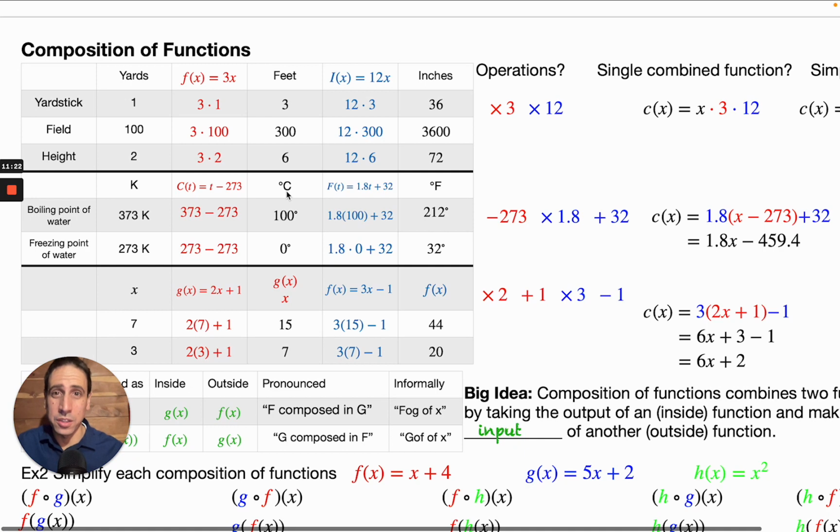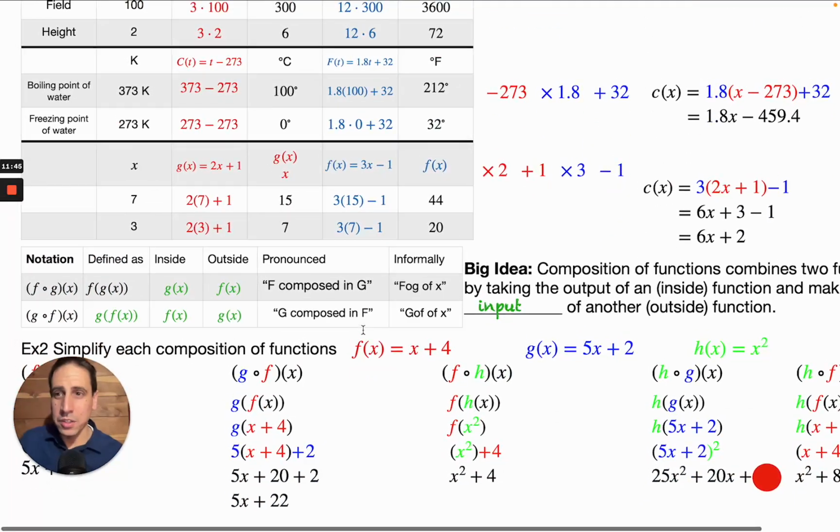Anytime you're taking two functions and combining them into one, in a way that links the input and the output together like this, one after the other, that's called a composition of functions. And this inside the parentheses is what we're going to call the inside function. It's the one that goes first. And anything outside the function, we're going to call the outside function.